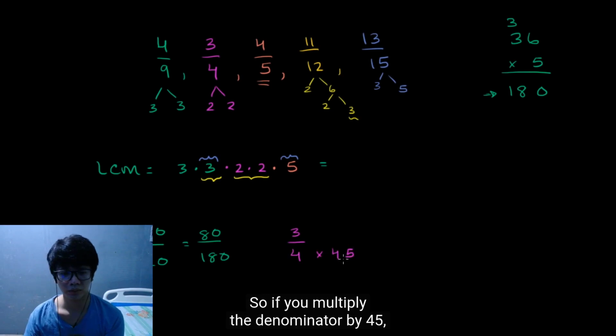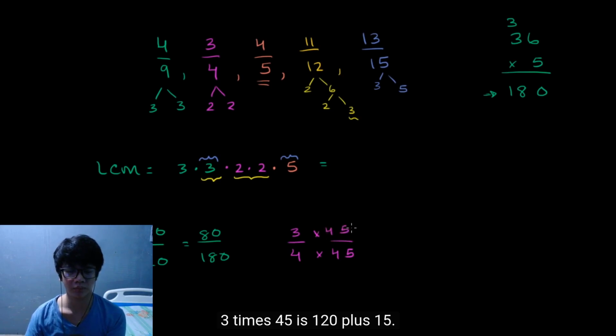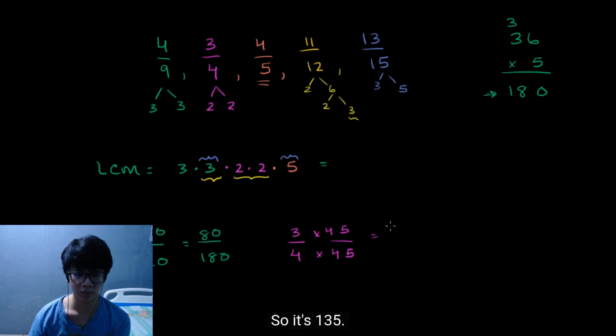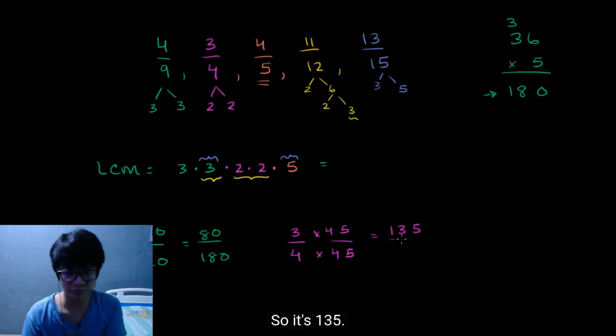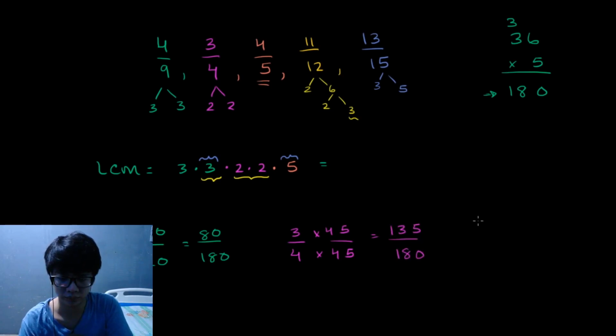So if you multiply the denominator by 45, you also have to multiply the numerator by 45. 3 times 45 is 120 plus 15, so it's 135. 135, and the denominator here is 180. Now let's do 4/5.